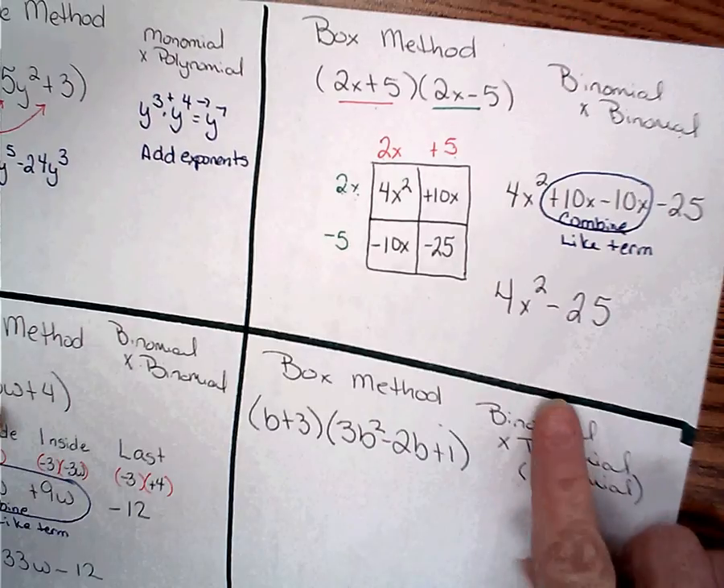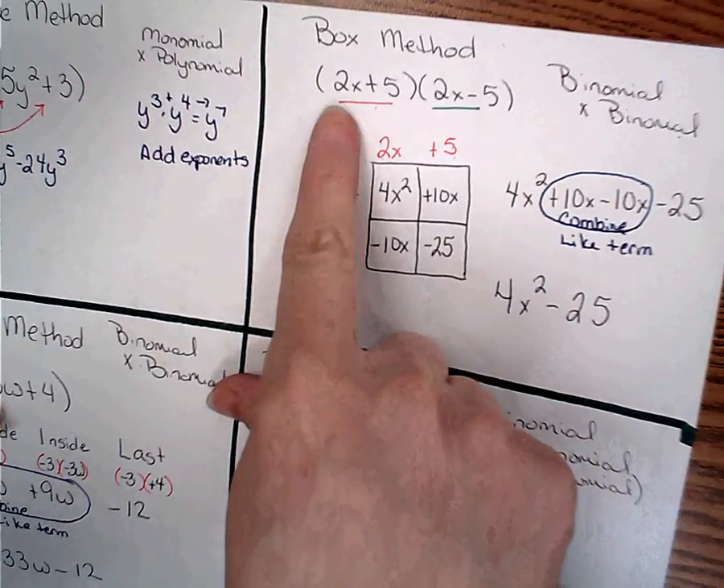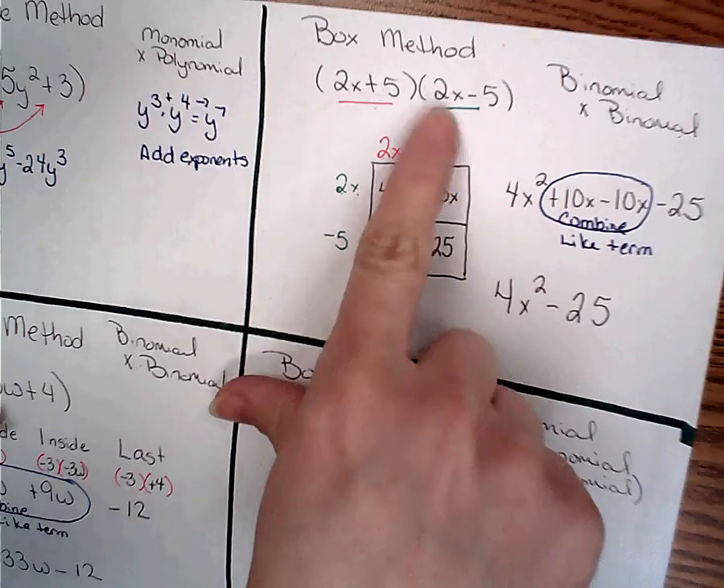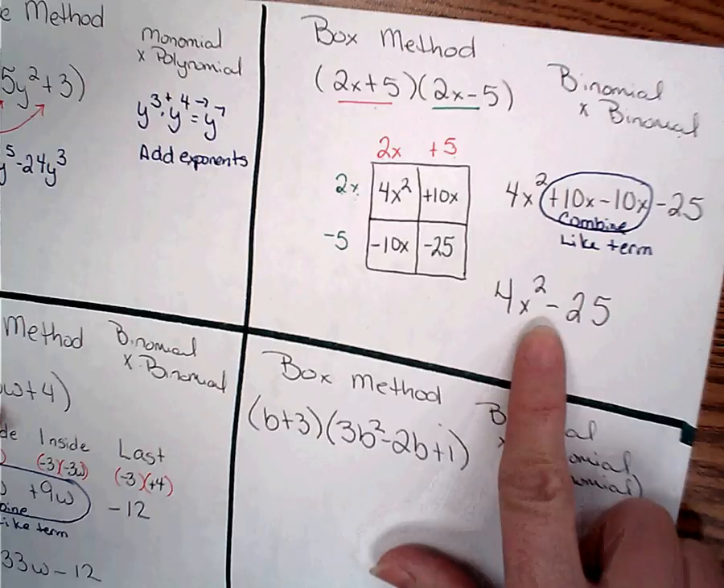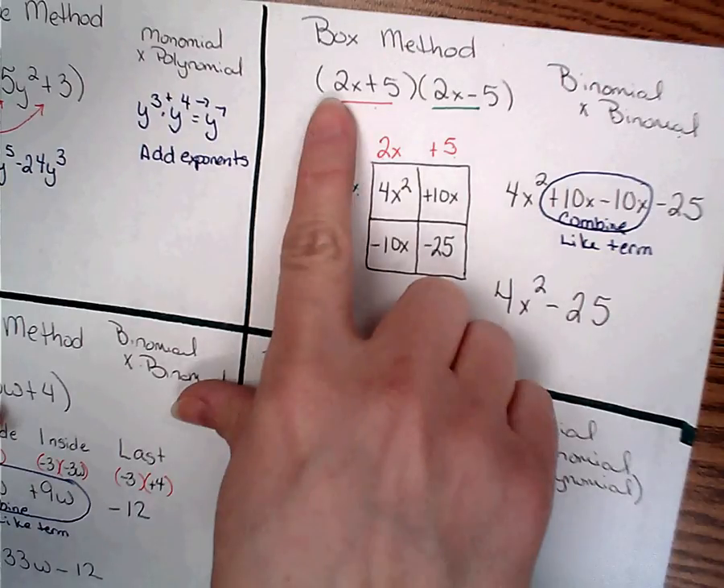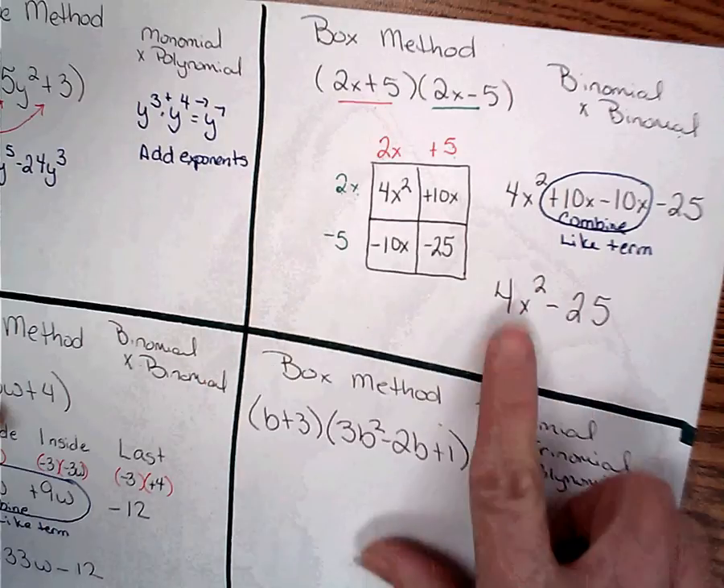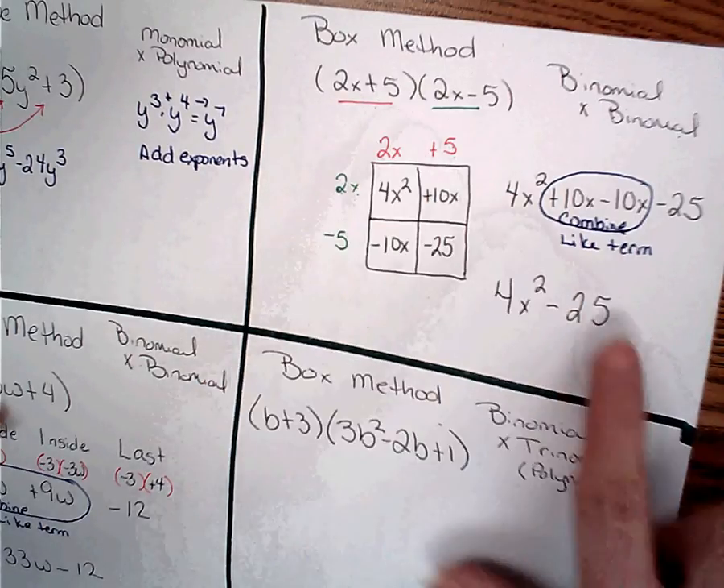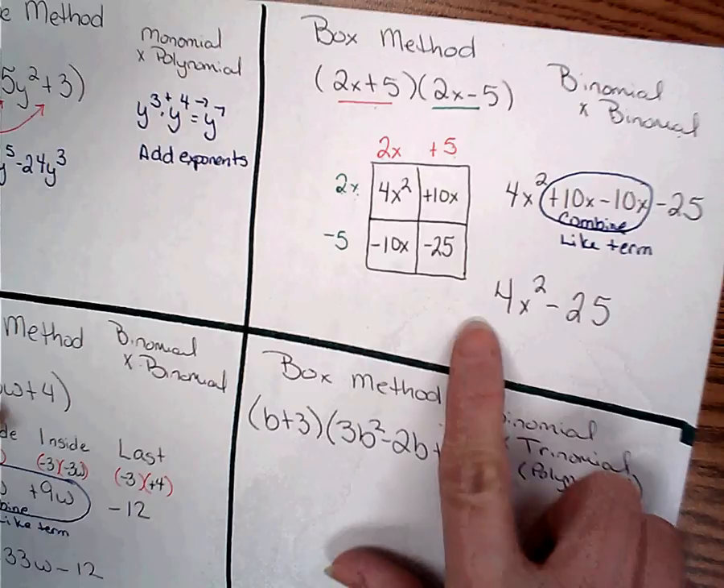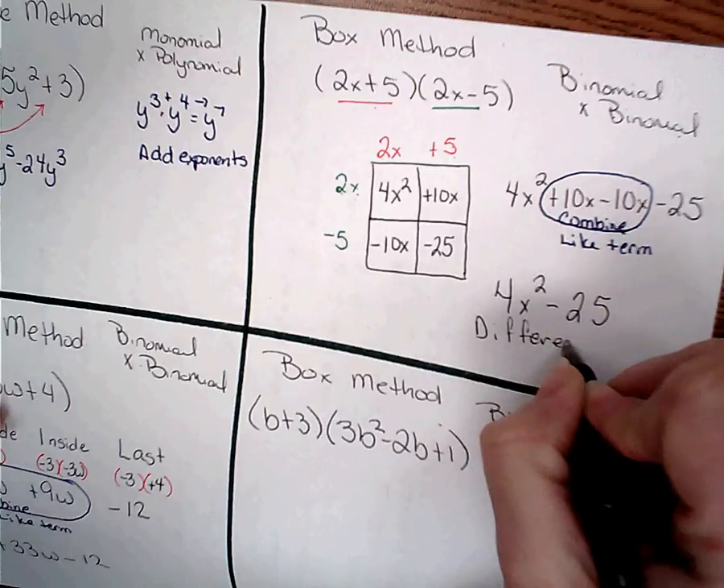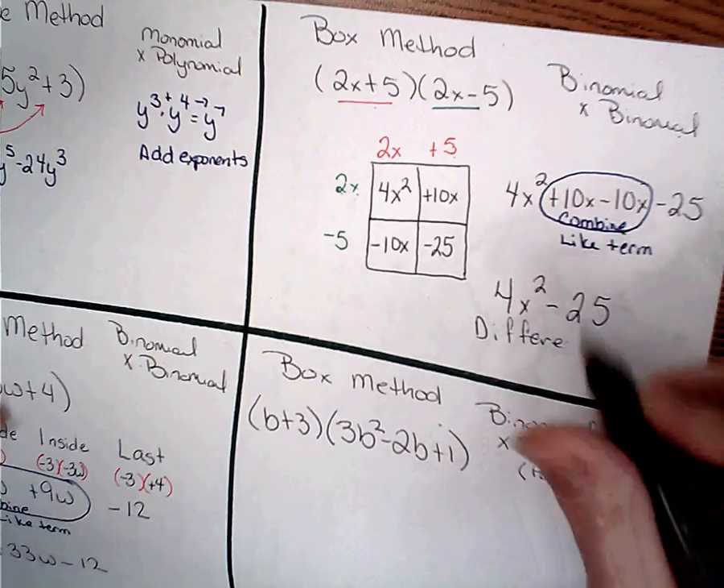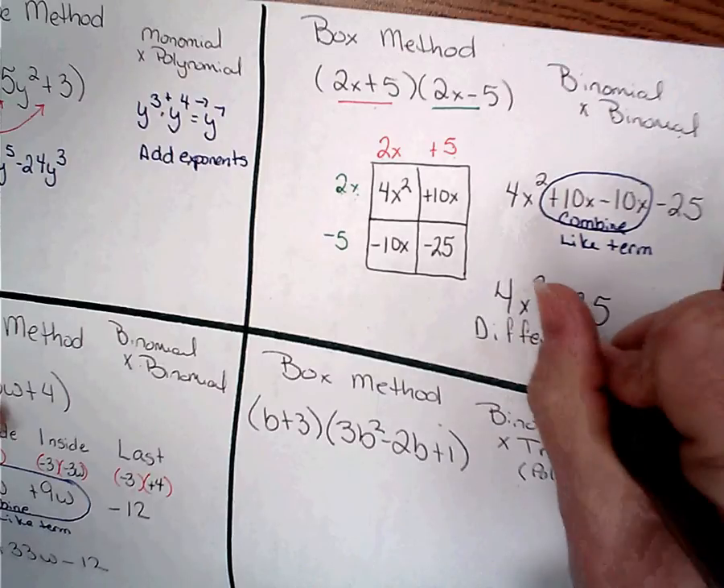Now, I just want to focus on this problem for a few minutes because, if you notice, your two binomials are identical except they have different signs. So when you have different signs, your product will be called a difference, meaning subtraction, of two squares. 2 squared is 4. X squared is x squared. 5 squared is 25. So that's where you get a difference of two squares. Now, if you don't recognize this pattern, it's okay. You can still continue to use the box method.